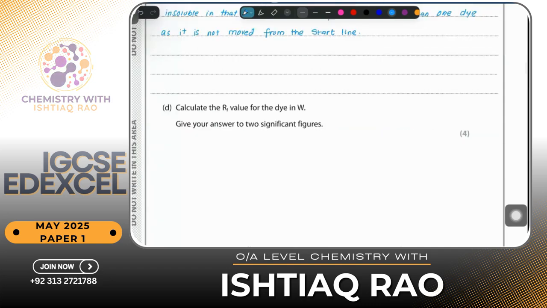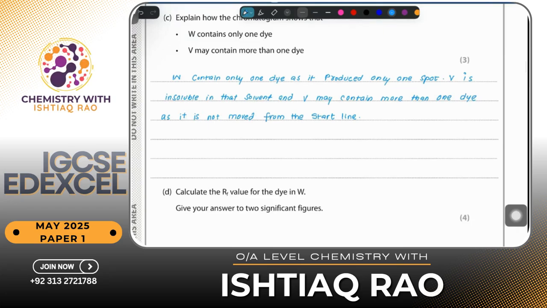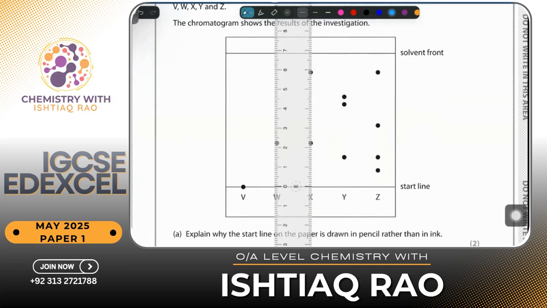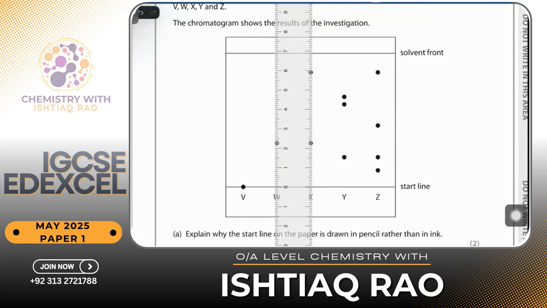Calculate the RF value for the dye in W. Give your answer to two significant figures. I have to calculate the RF value for W. That's the ruler, and W is this one. So the distance for W is going to be 2.1, then 2.2. Let's say this is 2.3. That's going to be 2.3. Okay.